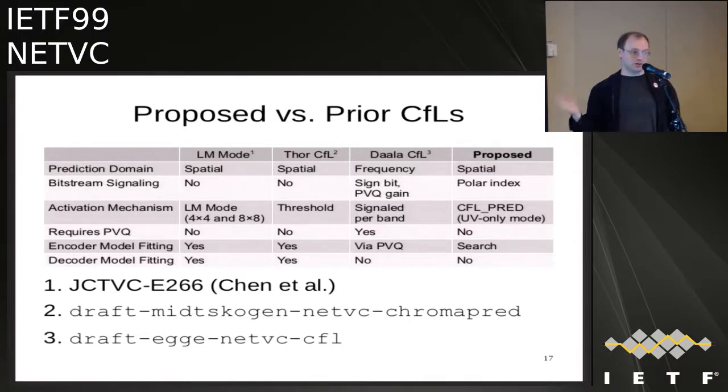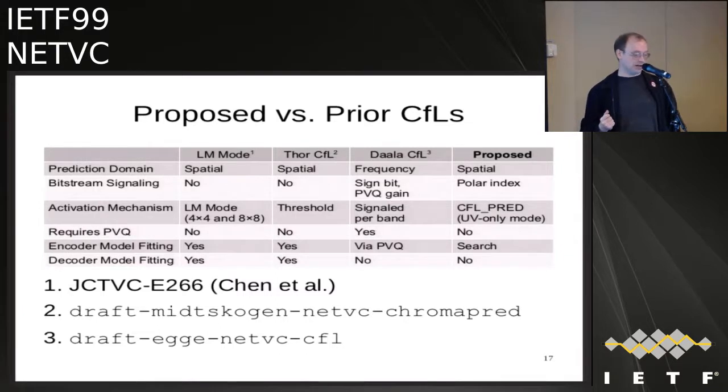Now on the encoder side, we don't do an explicit model fit. We actually just search all of the possibilities that we want to encode. And then on the decoder side, we just use the signaled parameters that were sent, so we don't have to do any decoder model fitting, which makes our decoder nice and simple, which is always a good additional side benefit.